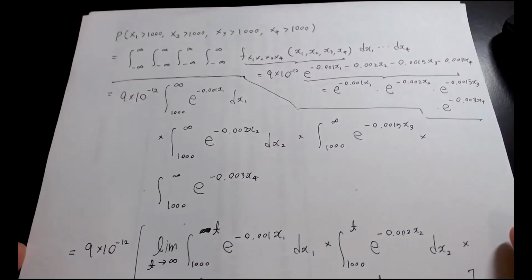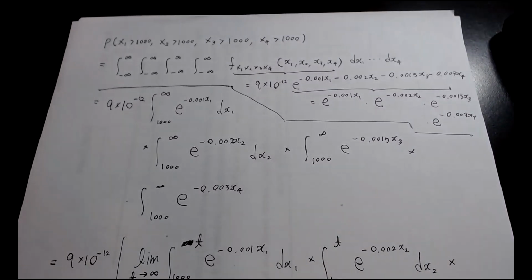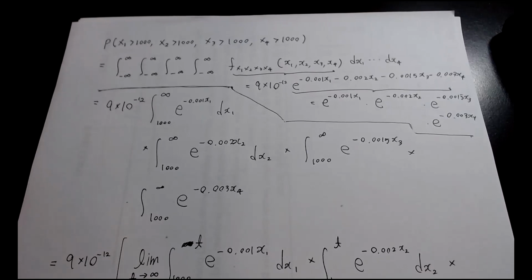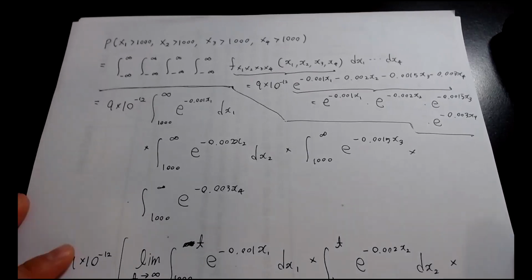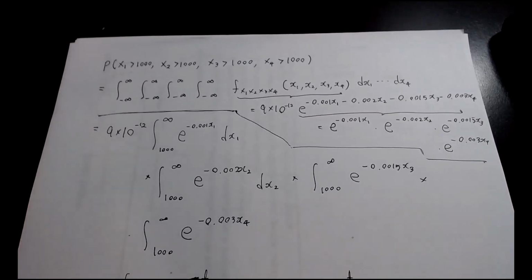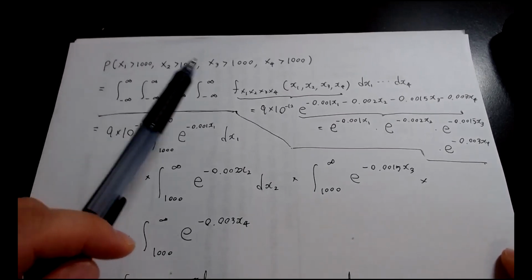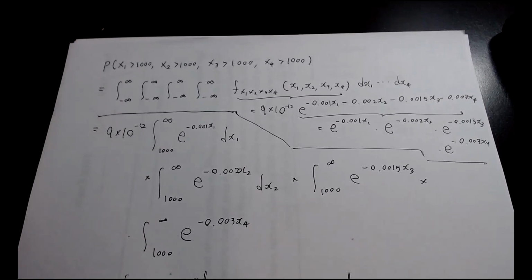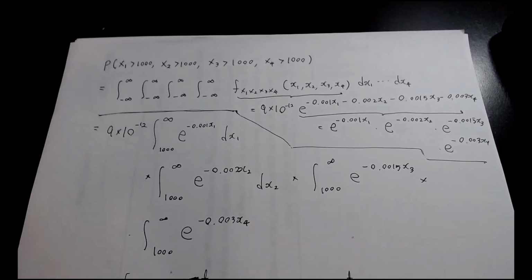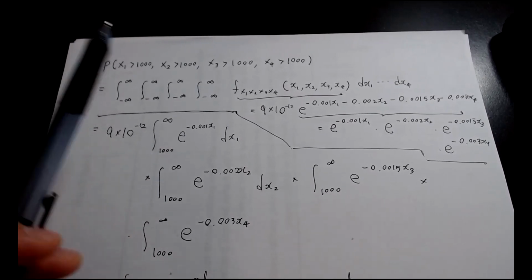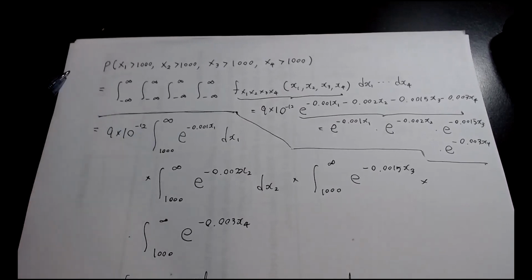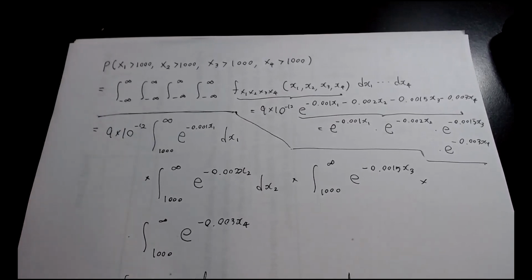All right, so let's see. This is the solution of example 5.12, components' lifetimes. The question is to figure out the probability that the four random variables, which represent the lifetimes of the four components, are each greater than 1,000 hours without any failure.